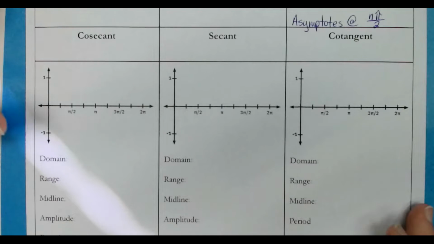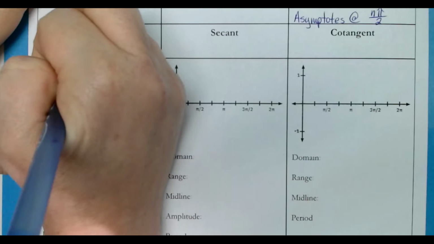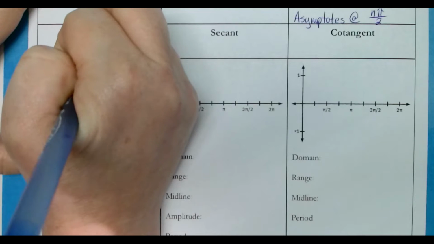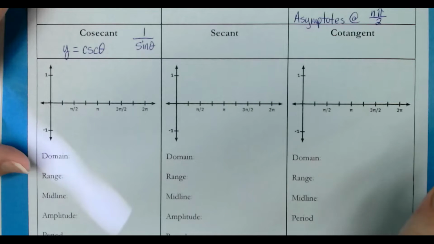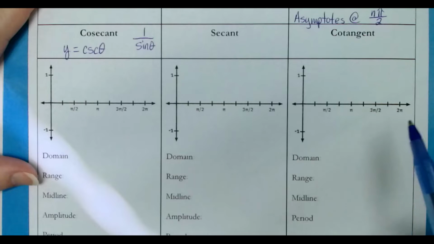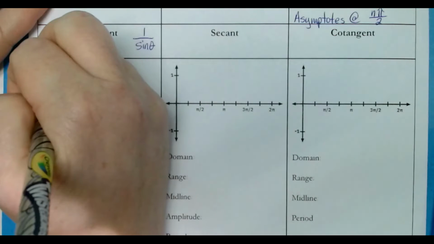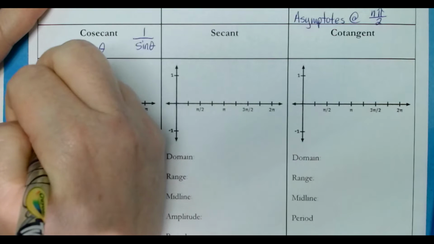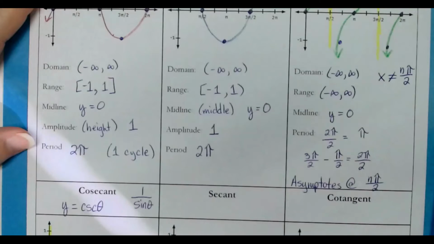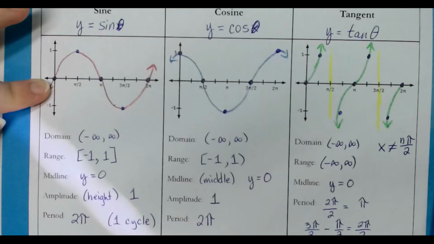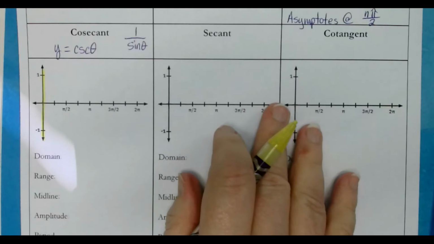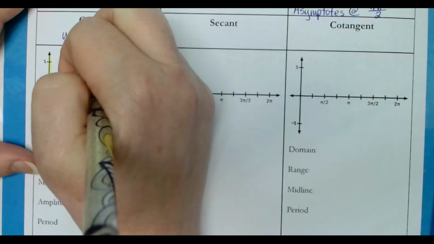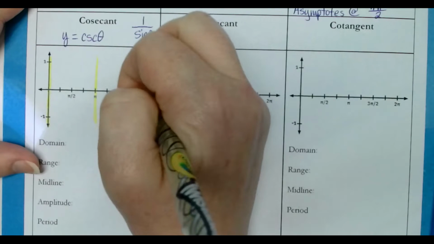So we have our cosecant. Remember, cosecant was 1 over our sine value. All we did was flip our sine value. So everywhere my sine is equal to 0, I would be dividing by 0. That's going to give me a vertical asymptote. I'm going to compare right up here with this graph, and everywhere my sine is 0, which is at 0, pi, and 2 pi, I'm going to have vertical asymptotes.